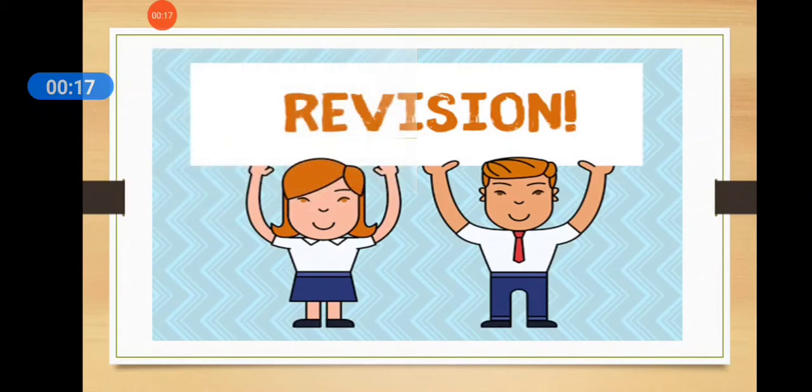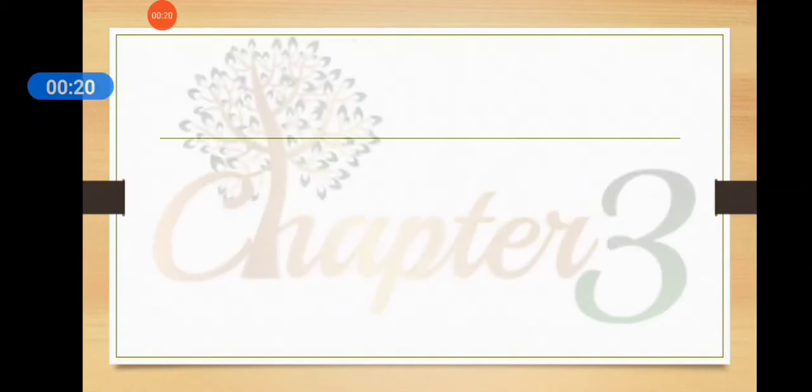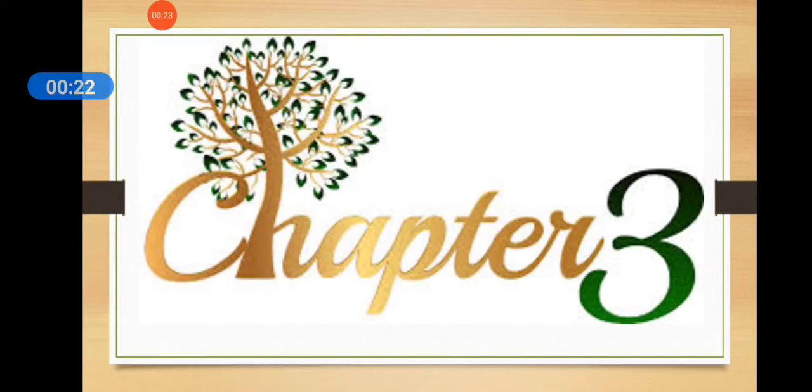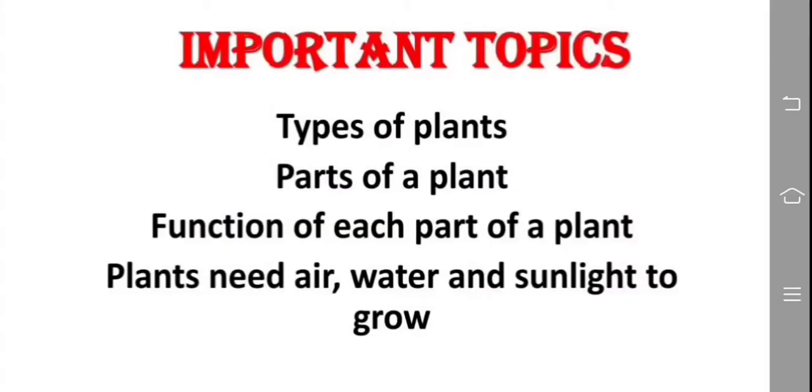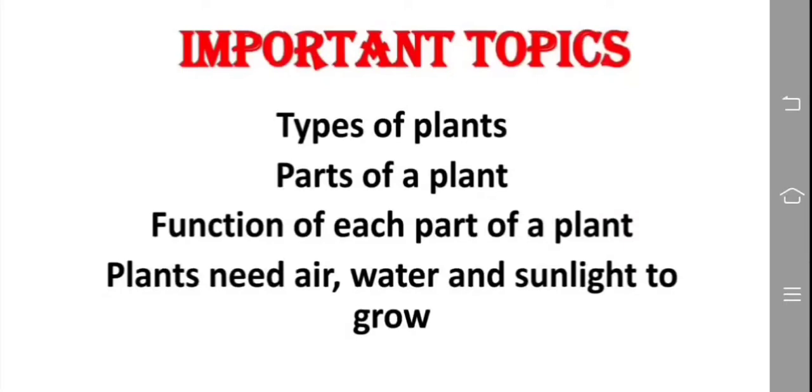Students, today we will do revision of chapter 3 and the name of the chapter is Plant Life, Parts of a Plant. Important topics. Let's find out what are the important topics of this chapter. They are types of plants, parts of a plant, function of each part of a plant, and plants need air, water and sunlight to grow.